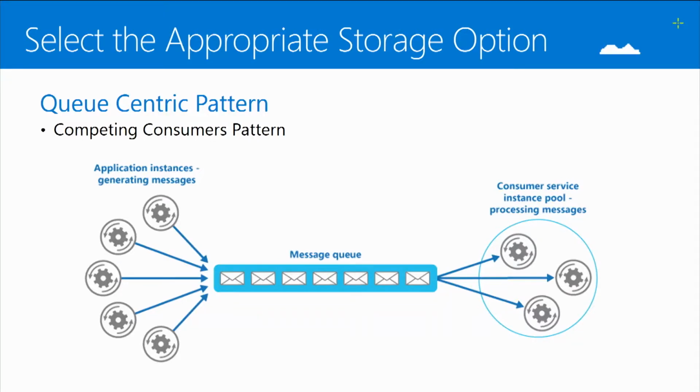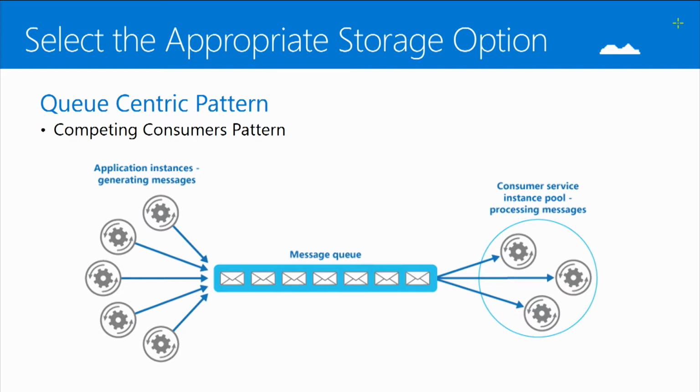I want to talk to you about a couple things with storage options, and the first one is the queue-centric pattern. The competing consumers pattern, this is available in MSDN and a cloud patterns guidance, is a very general pattern talking about how we can asynchronously separate long-running compute tasks from our application front ends, whether they're a web front end, desktop front end, mobile device, IoT device, whatever. So these application instances are generators.